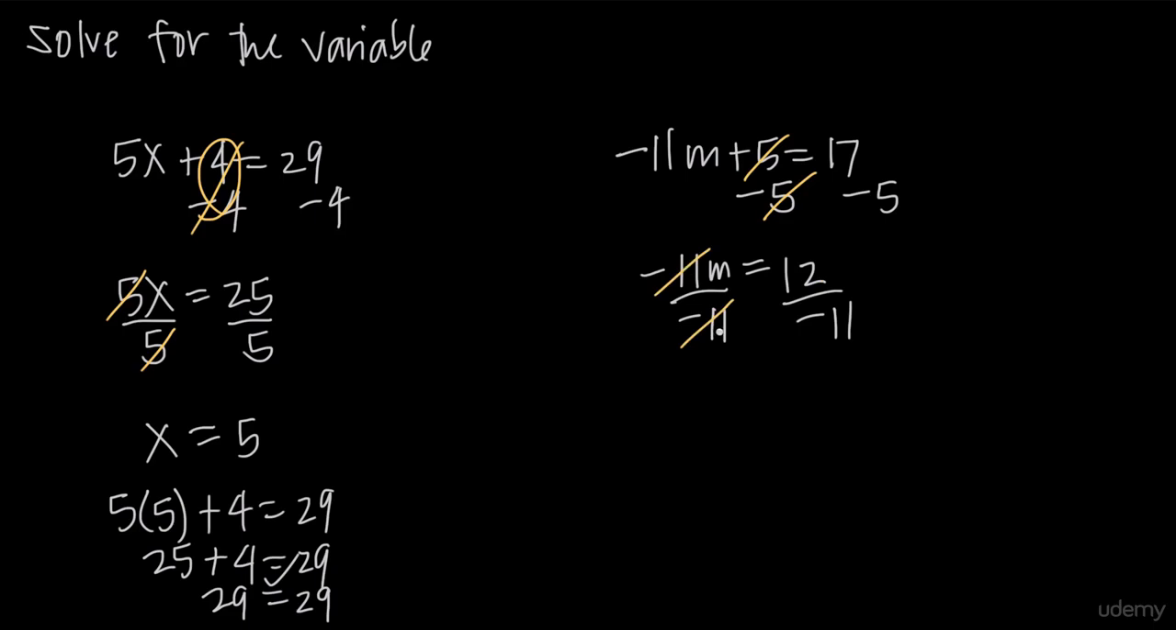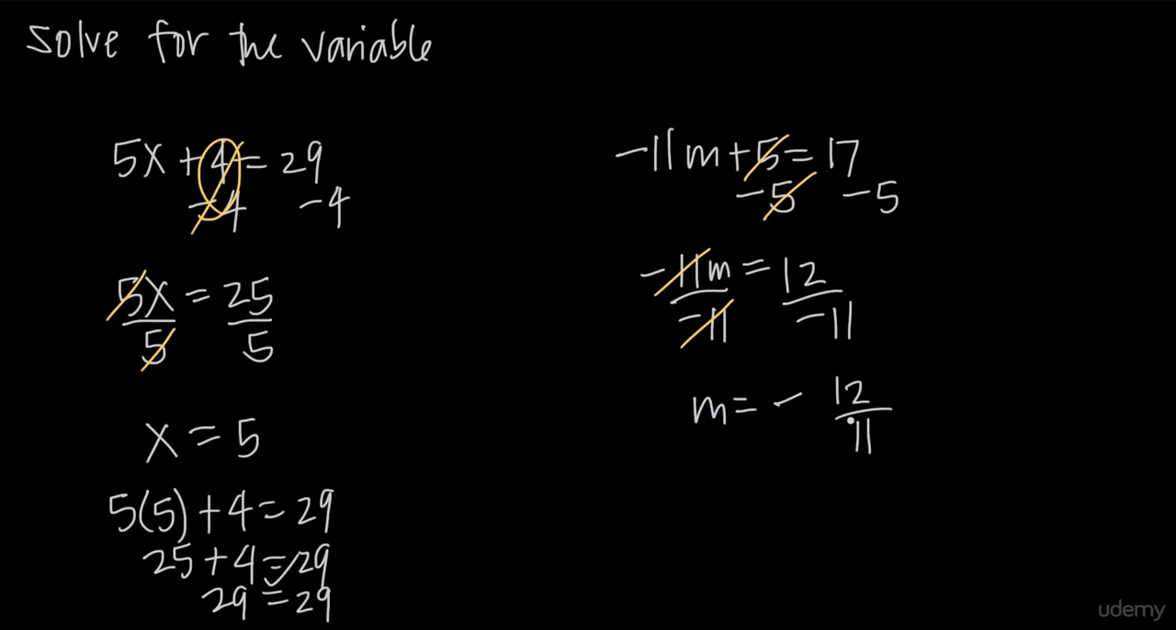Negative 11 divided by negative 11 is 1. 1 times m is just m. So we cancel those. We just get m. So we have m is equal to 12 over negative 11. If we want to, we can bring that negative sign out in front. It's a cleaner way of writing our final answer. Instead of associating negative with the numerator or denominator specifically, just bringing it out in front and saying negative and then the fraction 12 over 11 for our final answer.